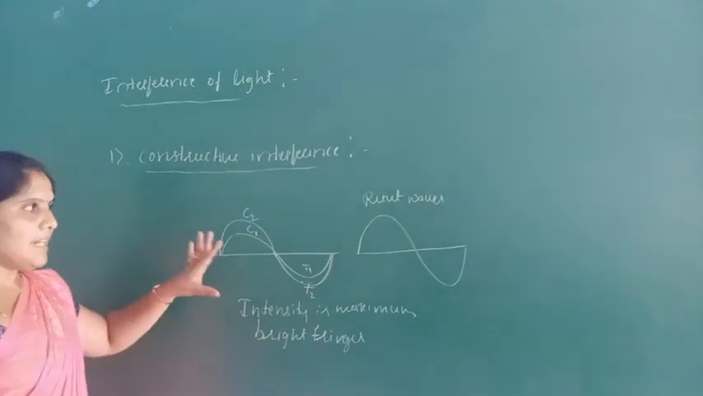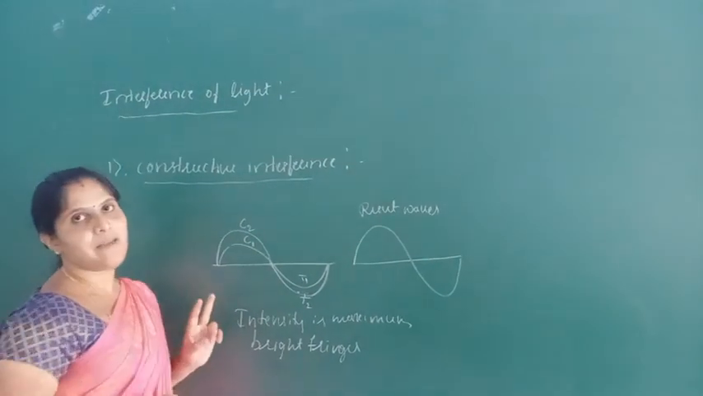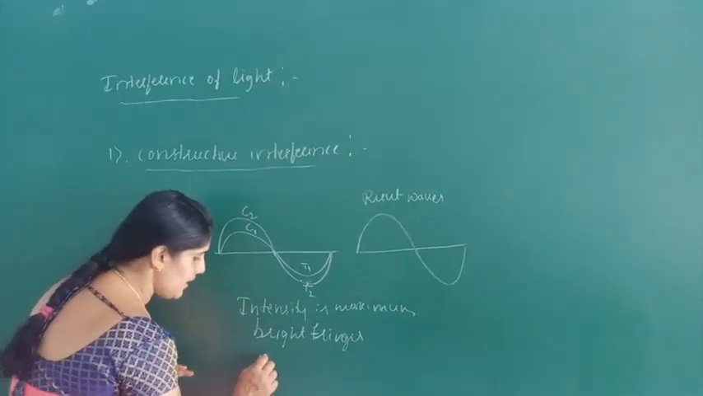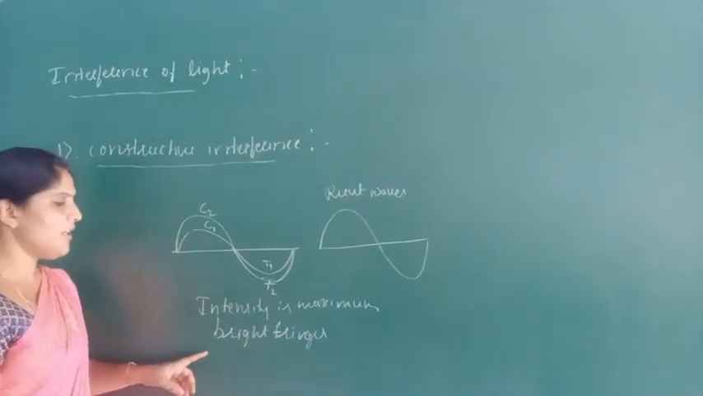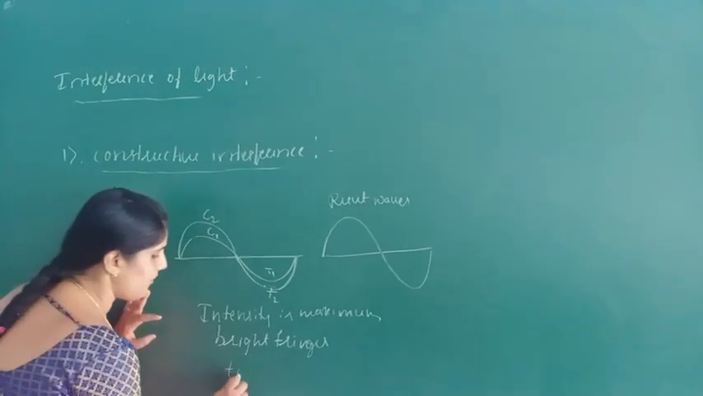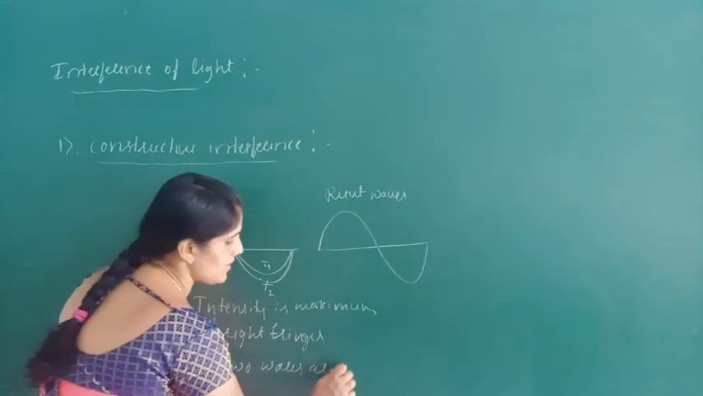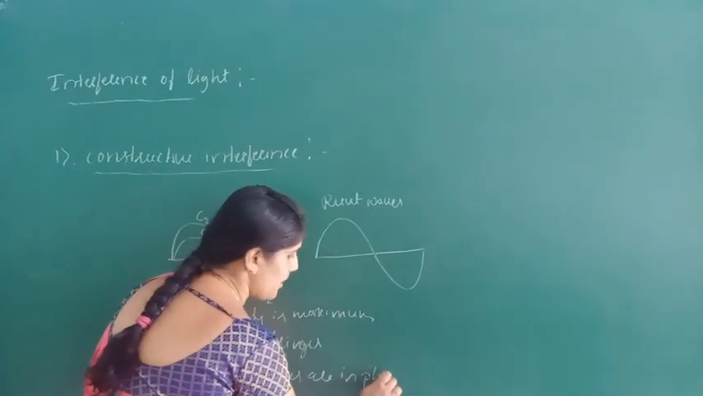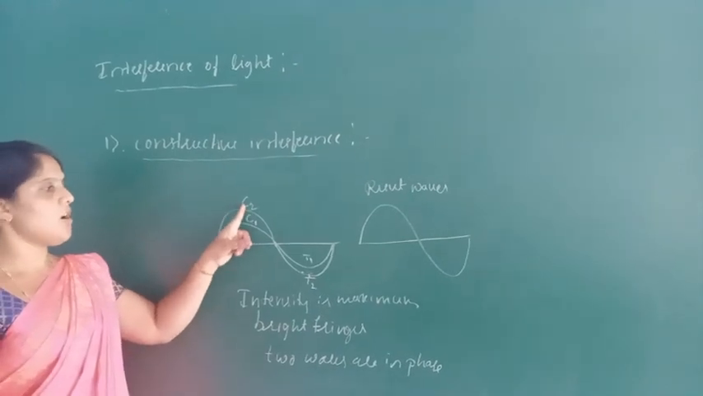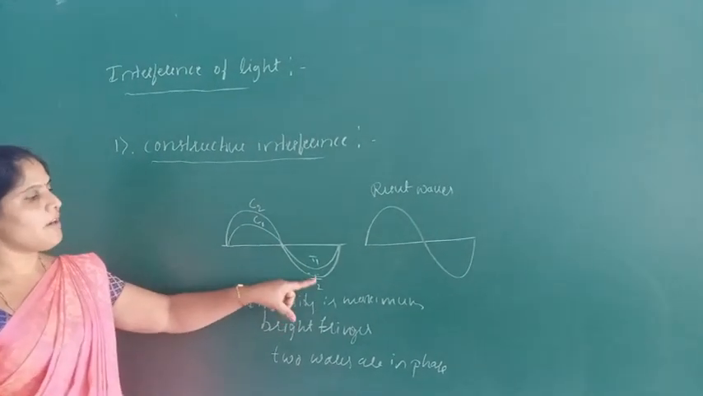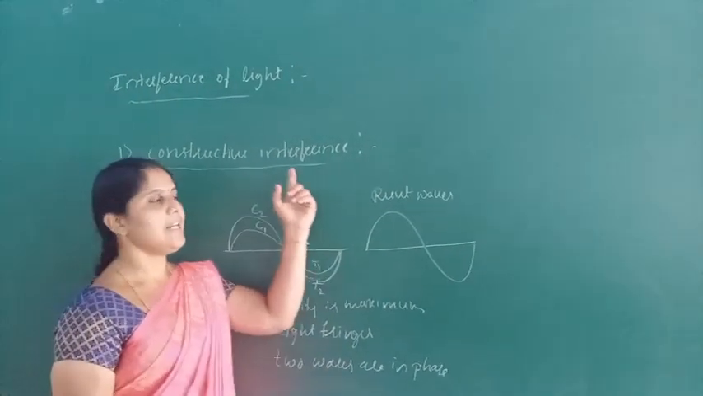So in constructive interference, the waves are in phase, the same phase. Two waves are in phase. What is constructive interference? When the crest of one wave falls on the crest of another wave, and the trough of one wave falls on the trough of another wave, then it is known as constructive interference.